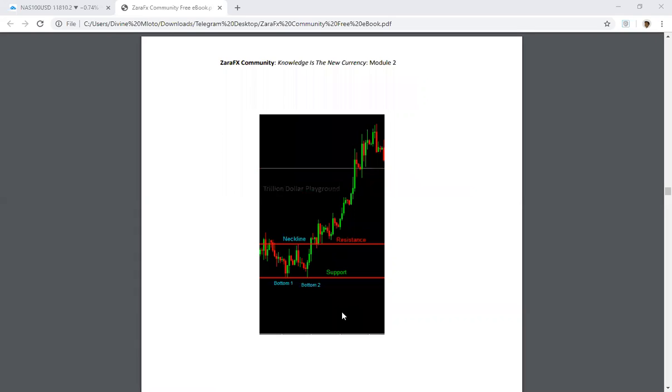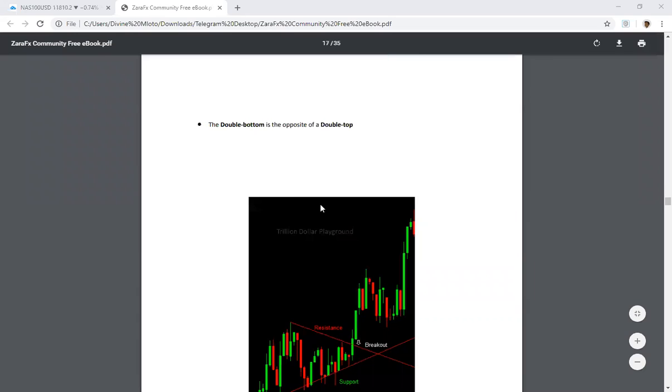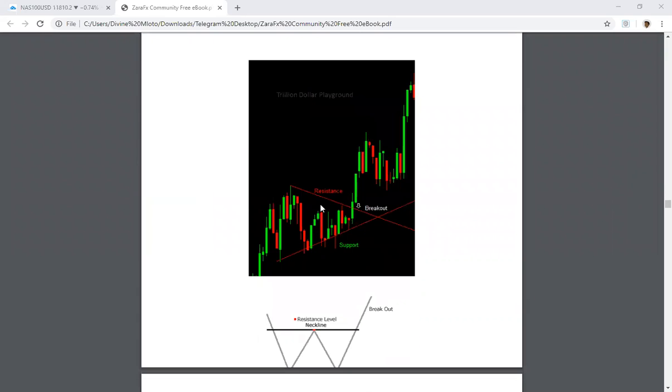A double top is the exact opposite of a double bottom. It's when price has been going down for an extended amount of time, and then it cannot break that area, and then retests it again. And then at that point where it retests it and it fails, that's where we consider it to be a double bottom. Here's an example of one right here. A double bottom is the opposite of a double top. Yeah, hope you get it.